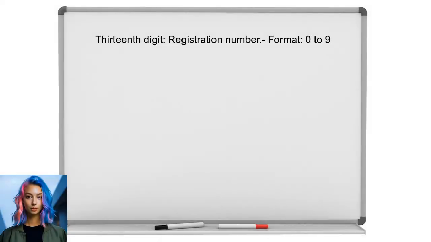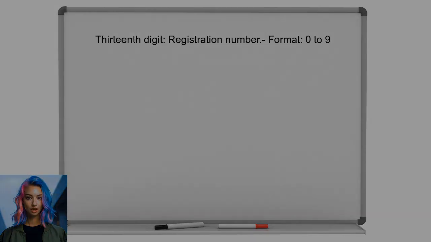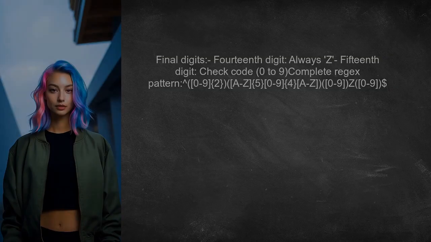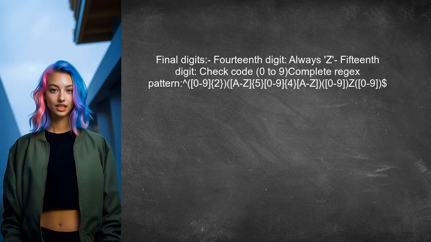The 13th digit is a number that indicates the number of registrations within a state. The user can represent this as a digit from 0 to 9 in the regex. The 14th digit is always the letter Z, and the last digit is a check code, which can be a digit from 0 to 9. The user should finalize the regex to include these details.